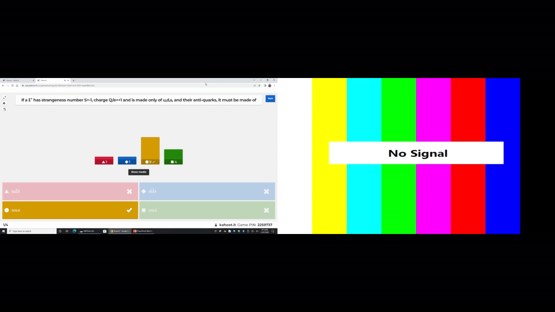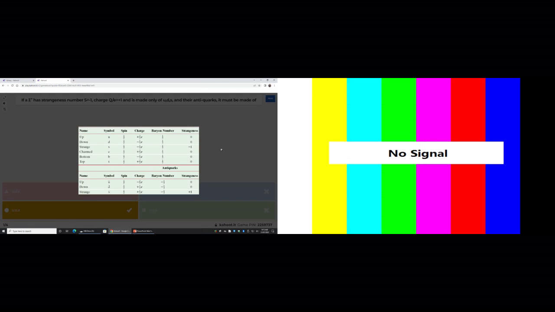All right, but most of the people who got there got the right answer, which is up, up, strange. So why would it be up, up, strange? Let's go back to our question. We needed to have a strangeness number of -1 and a charge of +1. If we look at our table, the only one of the quarks that's got a strangeness number of -1 is the strange quark. So we need to use a strange quark. And if we use a strange quark, we can look along the row and see that a strange quark has a charge of -1/3.